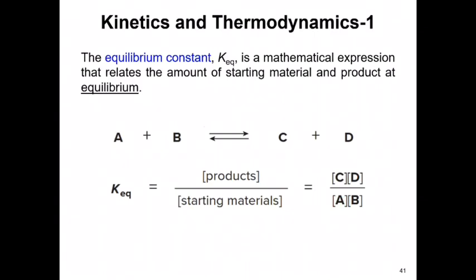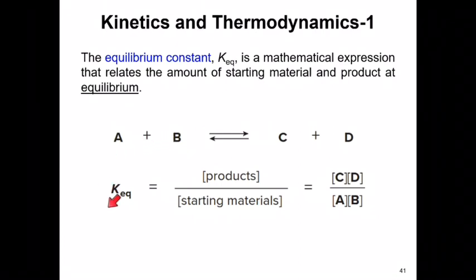So one of the main parameters in determining whether the products are going to be favored or not in a chemical reaction is the equilibrium constant with the symbol KEQ. And the equilibrium constant is a mathematical expression that basically relates the amount of the reactants and products at equilibrium. So let's say, for example, we have this chemical reaction equation here. We have A plus B turning into C plus D. And we always use double-headed arrows or double arrows to indicate that the reaction is in equilibrium, which means that the rate of the forward reaction is equivalent to the rate of the reverse reaction.